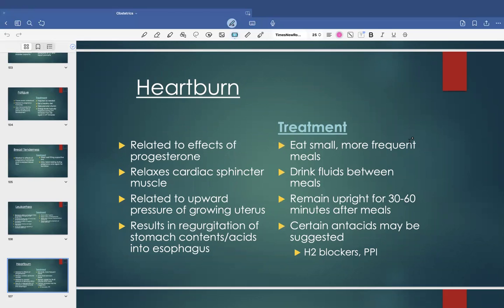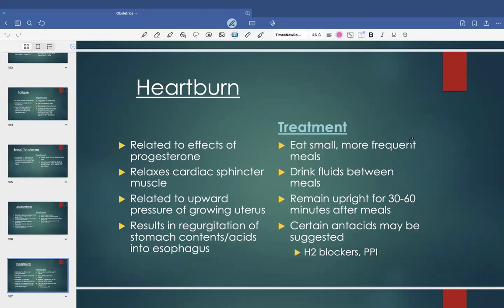They need to eat small frequent meals. Drink fluids between meals. Remain upright 30 to 60 minutes after a meal. Certain antacids may be suggested, H2 blockers and PPIs. Some classic triggers: caffeine, chocolate, citrus, tomatoes, mustard, vinegar, mints, highly seasoned, fried and fatty foods. So you want to educate them about their diet.